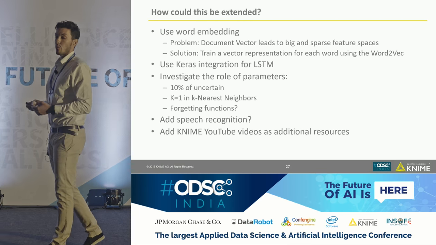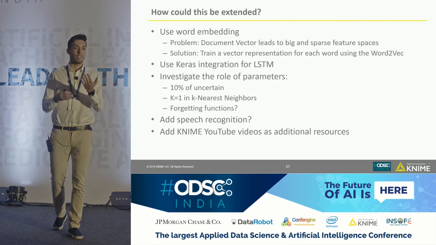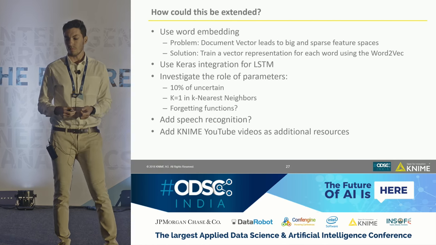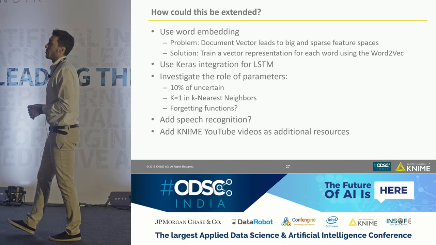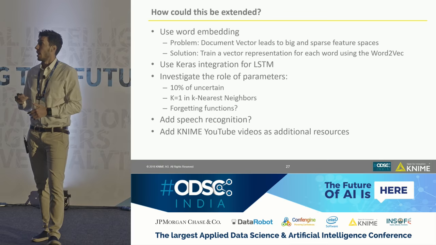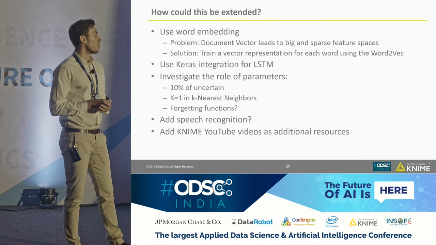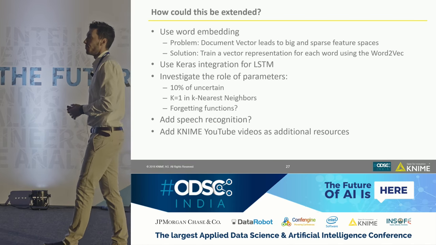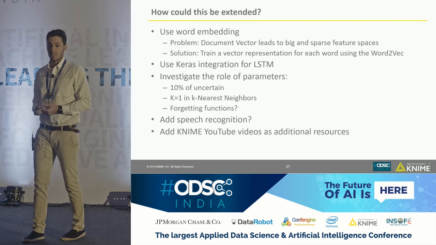We could also investigate the role of the parameters that we have used, in this case the 10% of uncertainty, the k equal to 1 for the k nearest neighbor, or maybe whether we forgot some other functions that might be helpful for a better prediction. Another thing we could do is add speech recognition, and maybe add the YouTube videos that we have on our KNIME TV channel. All this stuff might be helpful to extend our project.